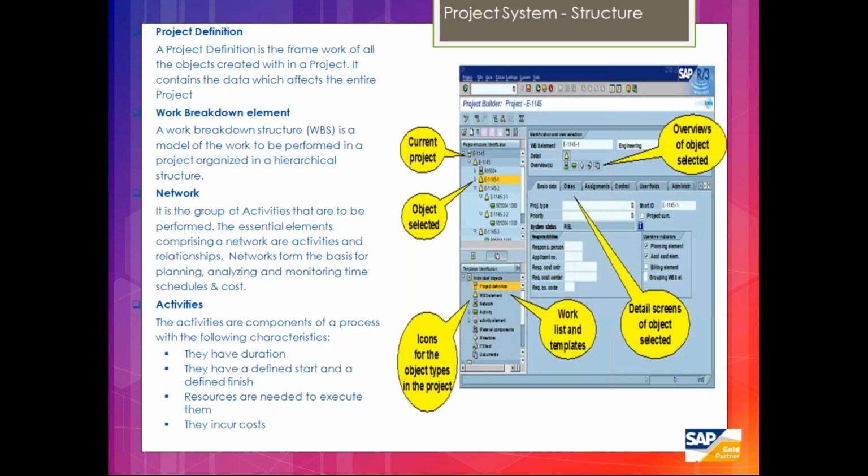Okay, so this is a basic structure of the SAP PS module. As you are aware of the CJ20N screen, I guess. So this is a project definition. Under that we have a WBS. Under that we have networks and network activity elements. So the project definition is a frame where it can be integrated with all the objects.